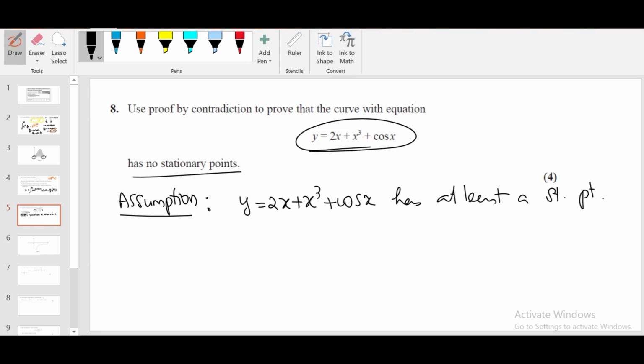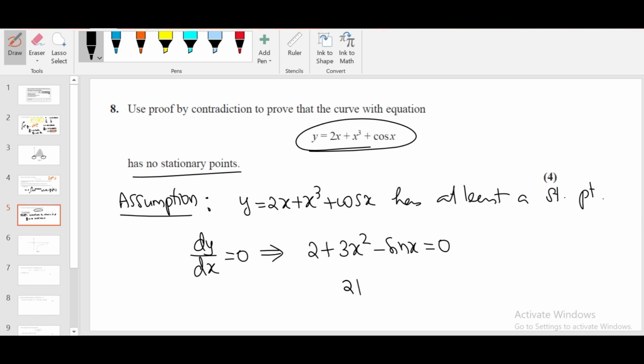Now we are going to try to prove the assumption. When we try to prove it, we are going to end up with a step which contradicts the assumption. That's how proof by contradiction works. So if the assumption says this function has at least one stationary point, when you put dy by dx equal to 0, you get the x coordinate of the point. When you differentiate it, 2x becomes 2, x cubed becomes 3x square, cos x becomes minus sine x, equal to 0.